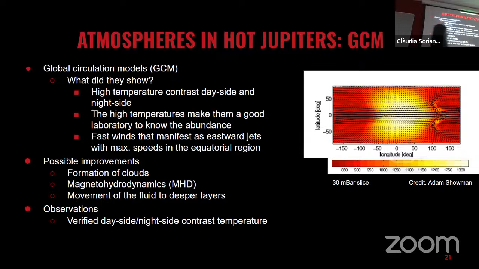These arrows are due to the winds. Well, are the winds created by this irradiation from the star? But if you see, the maximum in temperature is not at this 0-0, but it's a little bit moved to the day side of the planet. So basically, we observe the high different contrast in temperatures and this wind profile going.